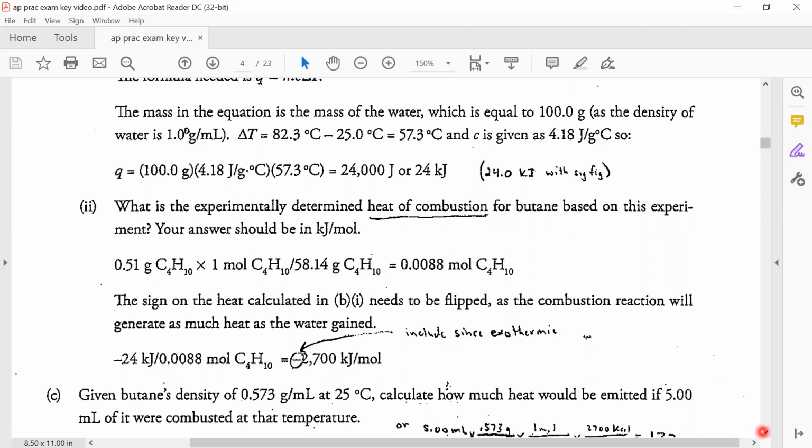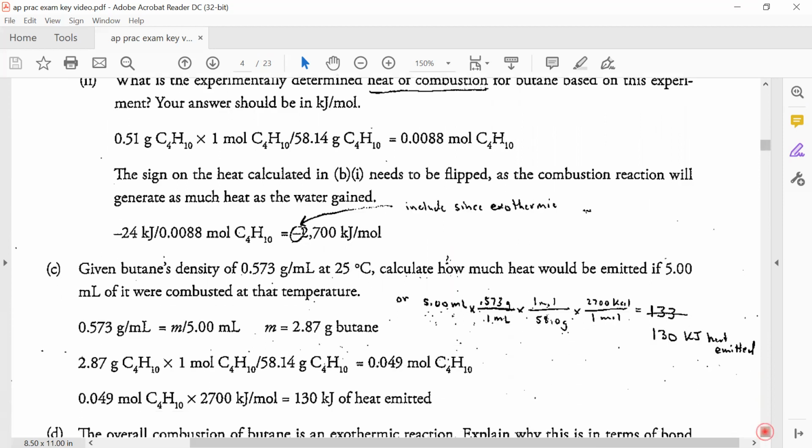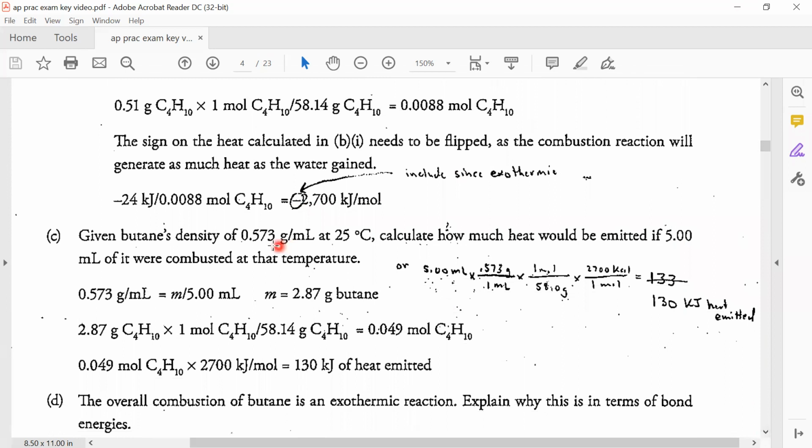Okay, finally, they give you some other question, and it talks about the density of butane. Well, if we know the milliliters, these 5 milliliters, we know the density, we can figure out the grams. If we know the molar mass, we can figure out the moles. And if we know the heat of combustion, which we figured out in the last problem, it's 2,700 kilojoules per mole. It talks about heat emitted, so I'm not really worried about the sign. And I just round that to 2 figures, and I say 130 kilojoules of heat emitted in this question right here.